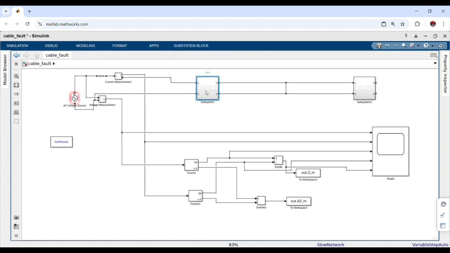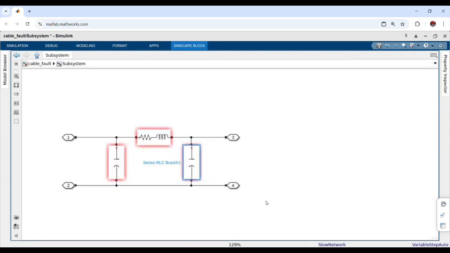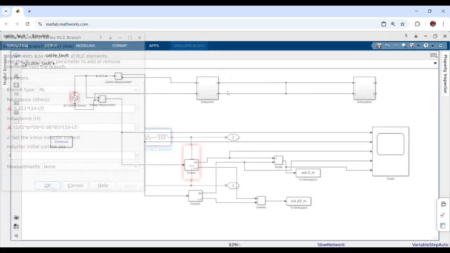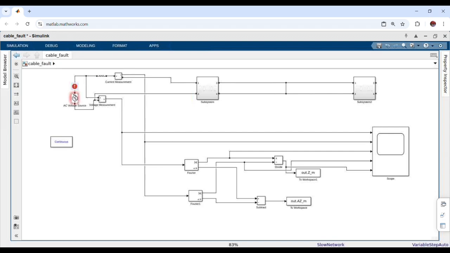This subsystem includes a nominal pi system, which helps to represent the underground cable and uses data like this. A supply of 20 volts is given through this AC voltage source block, and this faulty data is then gathered with the help of these current and voltage measurement blocks.